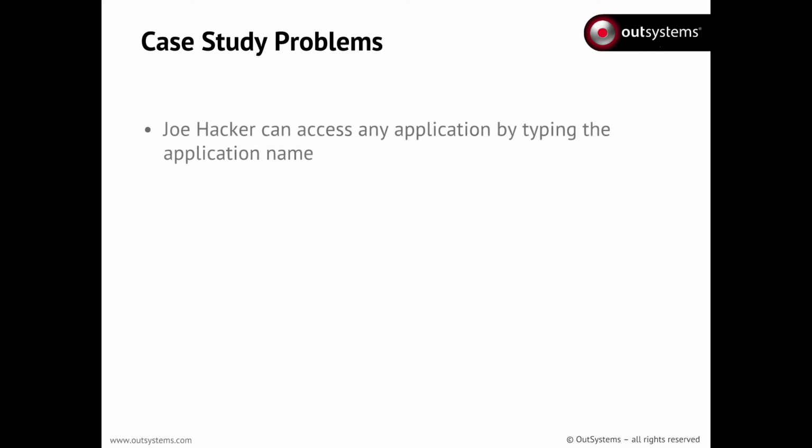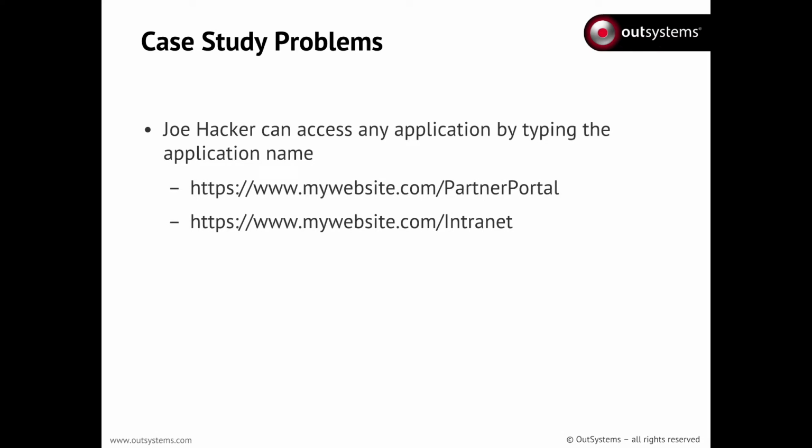So the problem with the current case study is that Joe Hacker can access any application by typing its name, say for instance the partner portal or the internet. Even though we've seen that it is the intention of our customer to have specific logins for these applications, currently we haven't yet set this up.